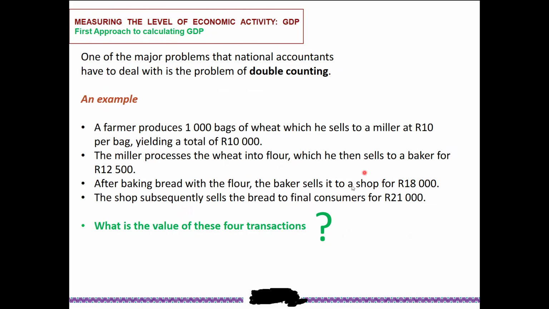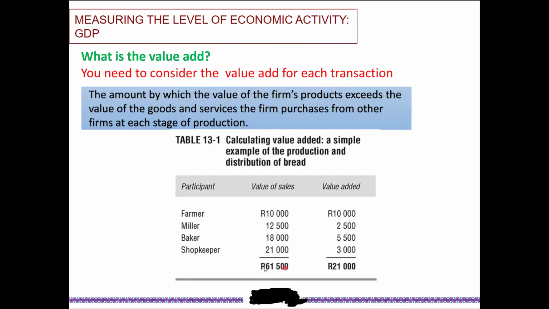So when the bread is at the shop, me and you, we go there as consumers to purchase that bread for 21,000, right? So the shop gets 21,000 from the consumer for buying the bread. So the value that has been added by the shopkeeper is 21,000 minus 18,000, which is 3,000. If you add all these amounts, you get 21,000, which is the value added. Right. So this is calculating GDP using what? The production approach, or the value added.